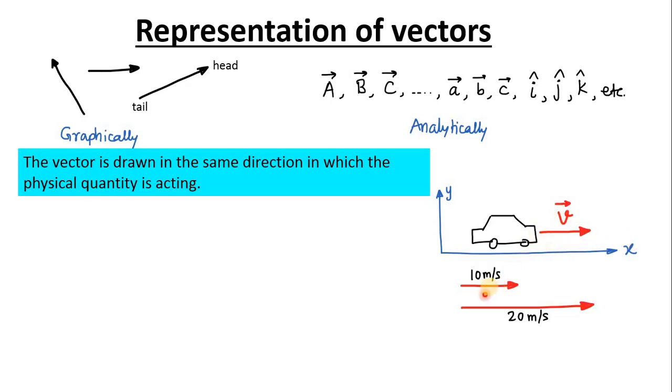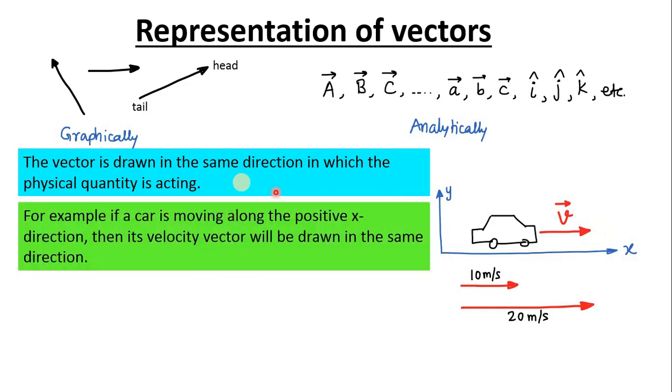This velocity vector can have any magnitude, 10 or 20 meter per second. So first of all, in which direction should we draw the vector? The direction in which that physical quantity is acting. For example, if a car is moving along the positive x direction, then its velocity vector will be drawn in the same direction.